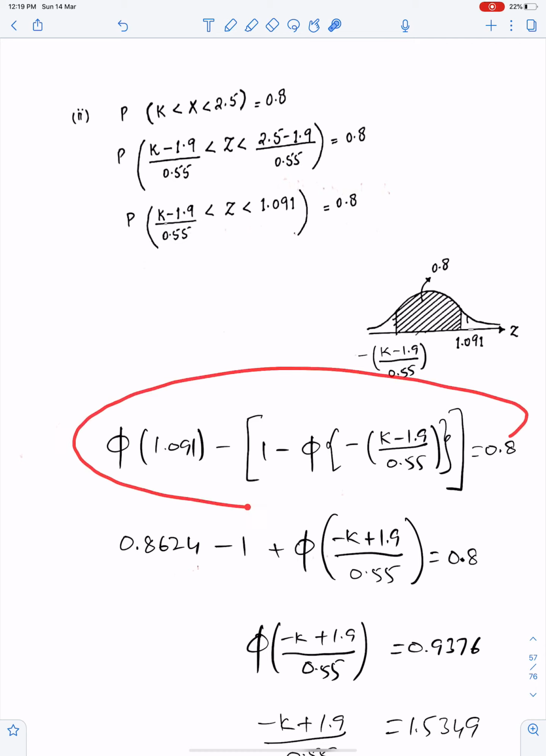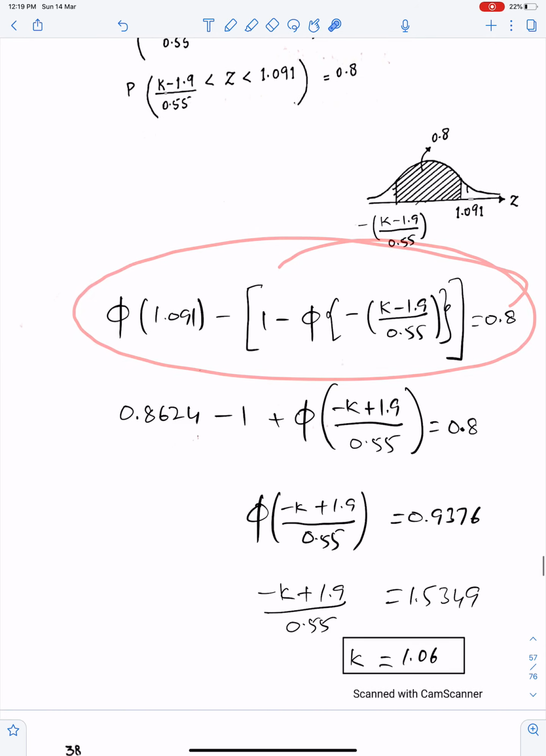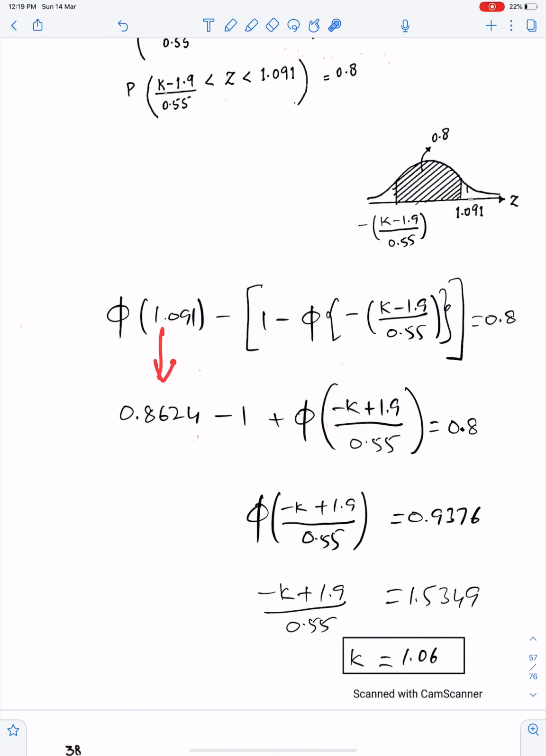So when you will solve this entire thing, you can get the value of k. You need to get the phi of this, then simplify this, and this. Take the phi inverse of this and get the value of k. I discussed this concept in detail in question 3, I guess.